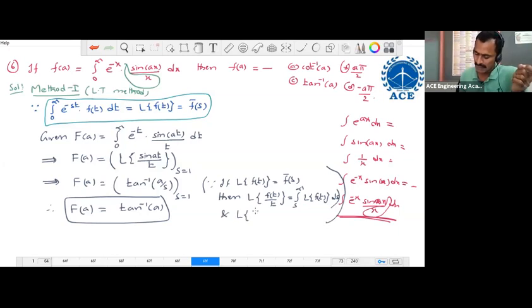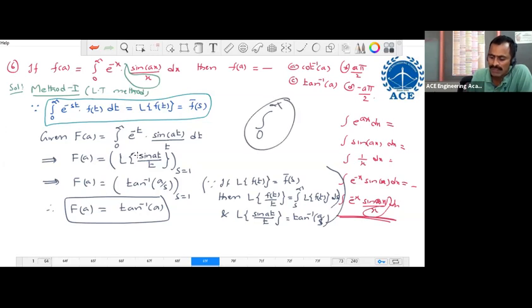So L of sin at by t equal to tan inverse of a by s. By this property, if we find the Laplace of sin at by t, that will be tan inverse of a by s. So it is a method. Using Laplace transform, we can evaluate improper integrals of the type integral 0 to infinity. This type of improper integral can be evaluated by using Laplace transform. Right? Now this is method 1.